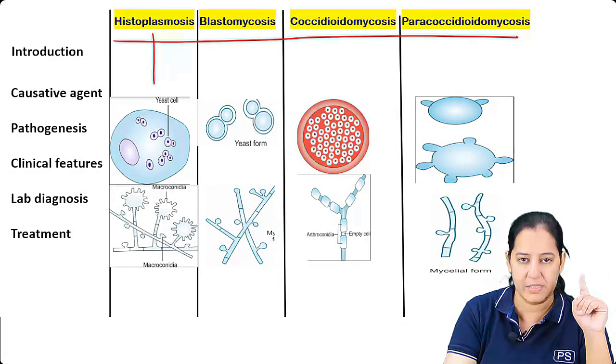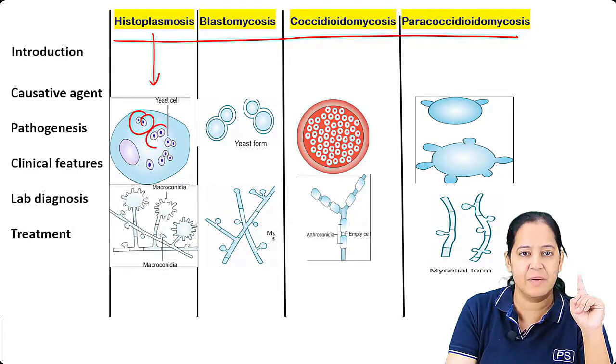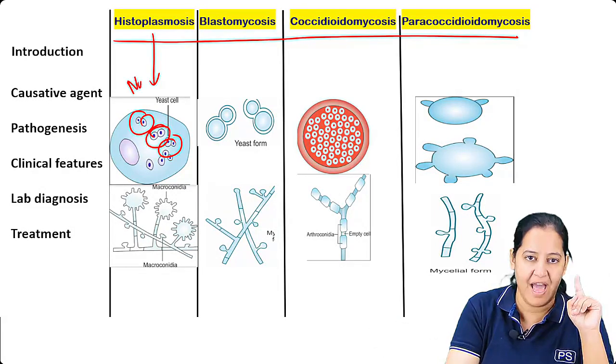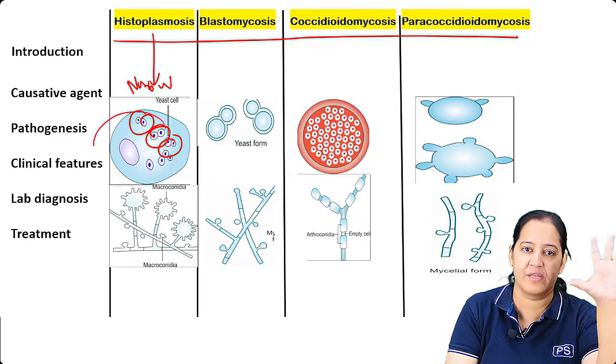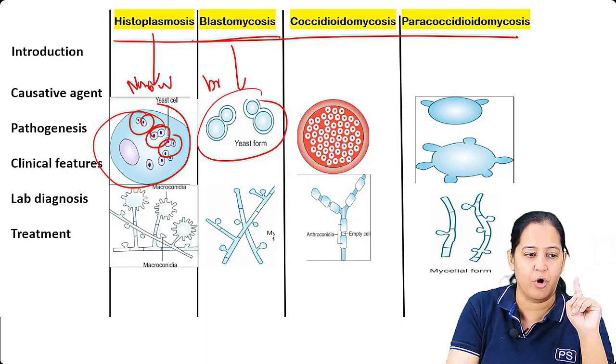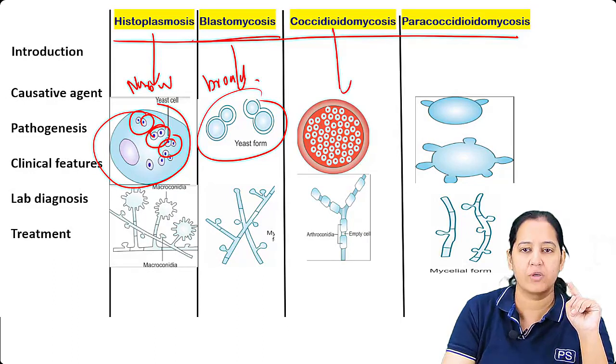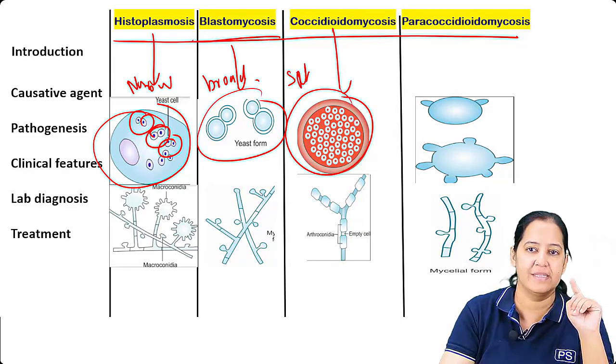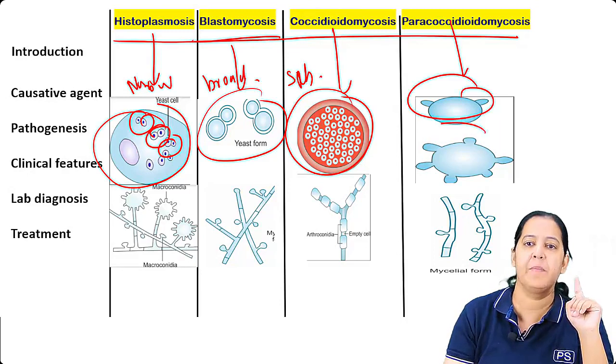So in histo, I can see the budding yeast, but a narrow bud, narrow base, and it is intracellular. In blasto, I can see figure of eight, so I can see a broad base. In coccidio, I can see a spherule. And here I can see either the Mickey Mouse or the pilot wheel.